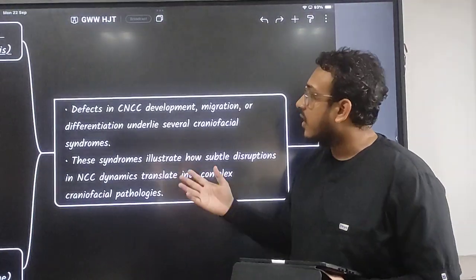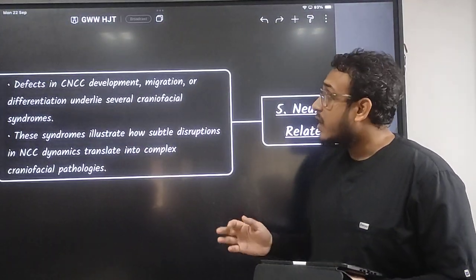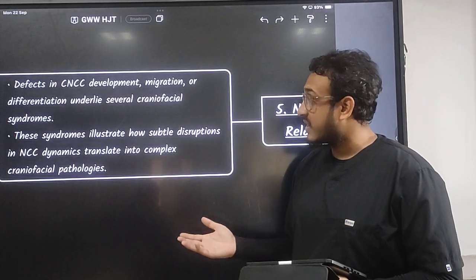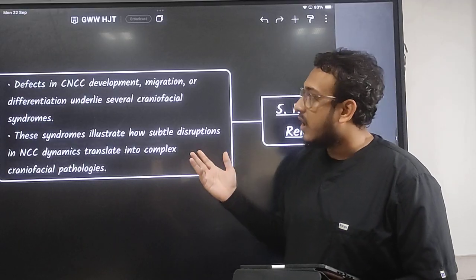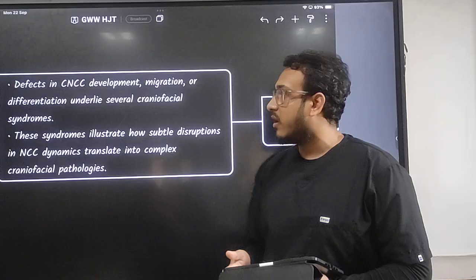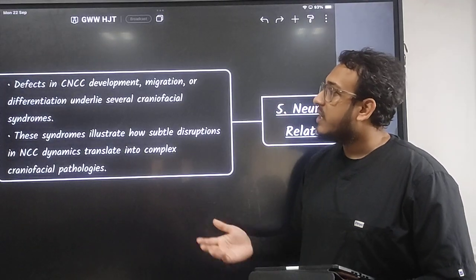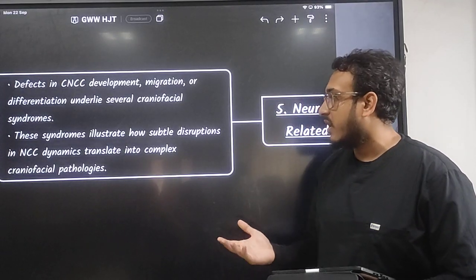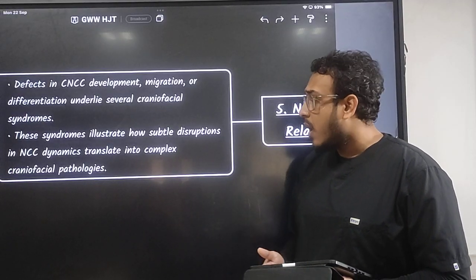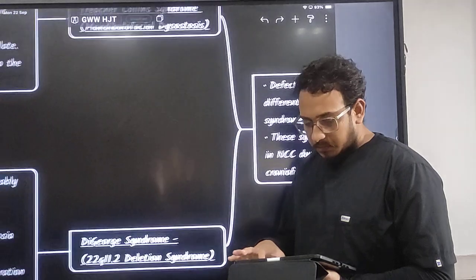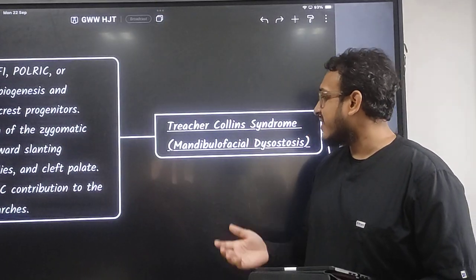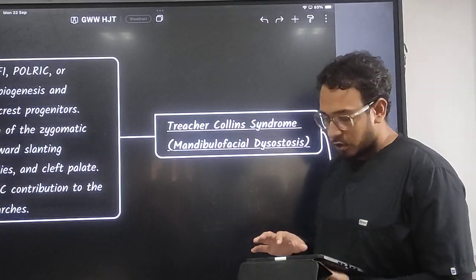So these defects in neural crest cell development, migration, or differentiation underlie several craniofacial syndromes. These syndromes illustrate how subtle disruptions in neural crest cell dynamics translate to complex craniofacial pathologies. Treacher Collins syndrome is also known as mandibulofacial dysostosis.